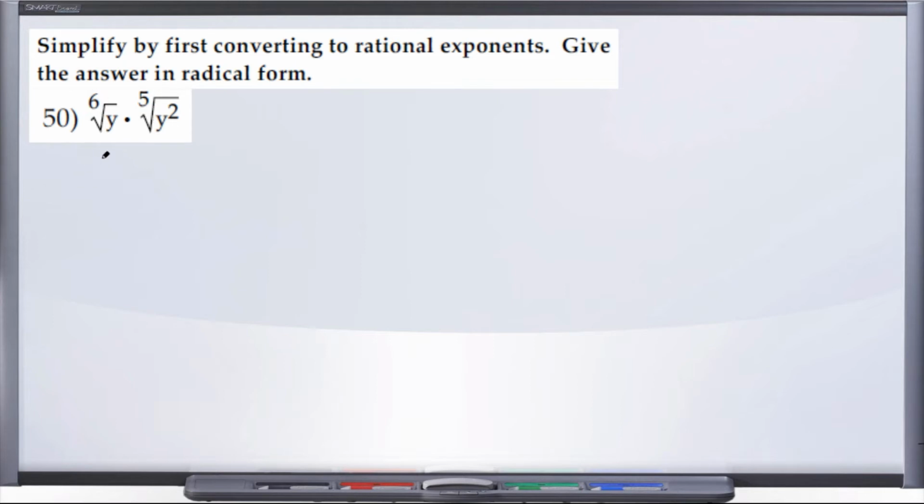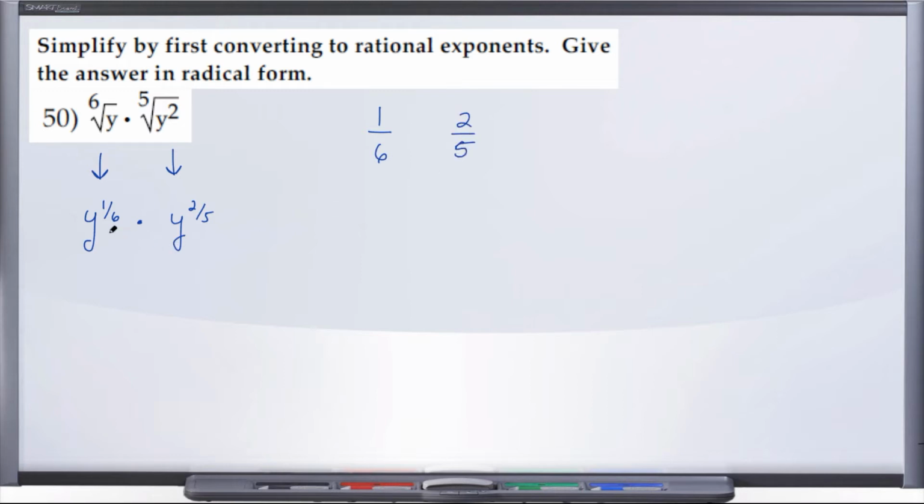So let's go ahead and convert each of these radicals into, as the directions say, rational exponents. Our base will be y, and we know that our root becomes our denominator, and the power that the radical is being raised to becomes the numerator. So in this case, we just have y to the 1 over 6 times, now here we'll have y to the 2/5. So we're dealing with 1 over 6 and 2 over 5.